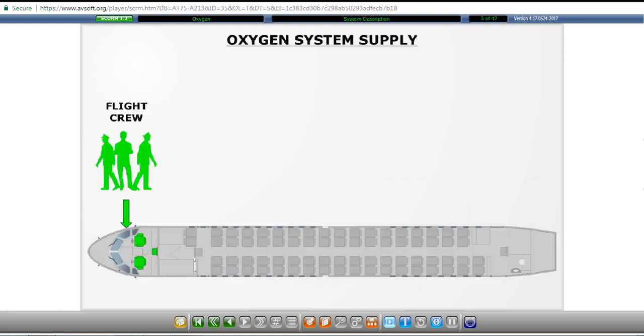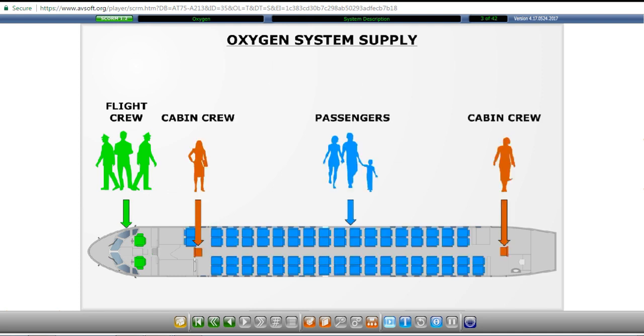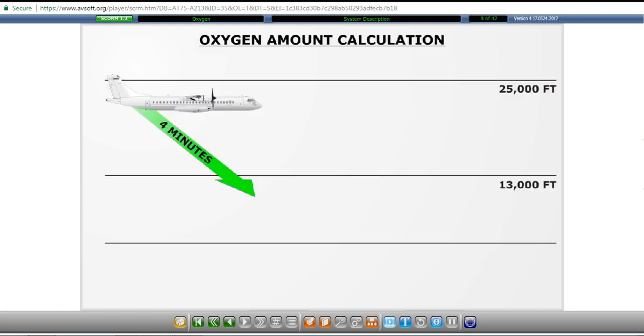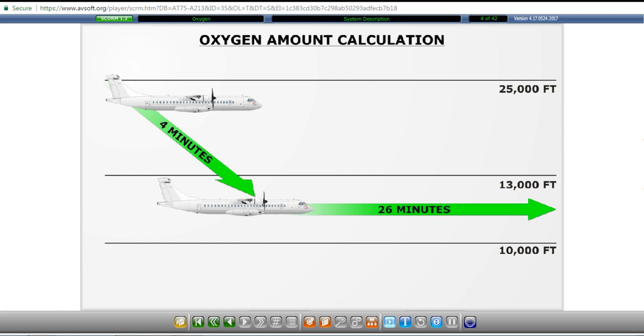The oxygen system is designed to supply oxygen to the flight deck crew members and the passenger cabin. The amount of oxygen is calculated to provide the cabin a 4-minute period to allow the aircraft to descend from 25,000 feet MSL down to 13,000 feet MSL, as well as continue flight at altitudes between 13,000 feet and 10,000 feet for up to 26 minutes. Oxygen is not required for flights below 10,000 feet MSL.